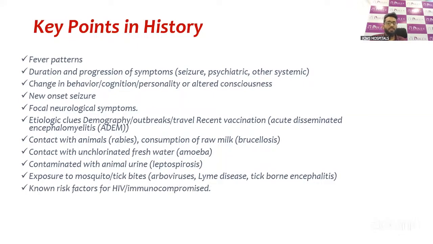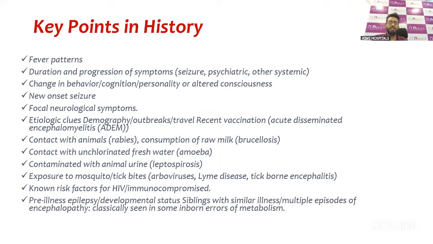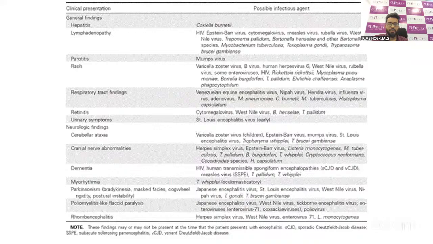More important are risk factors. For example, if the child is a known case of retroviral disease or is on chemotherapy or steroids, start thinking of atypical infections like Cryptococcus, PCP, etc. And pre-illness epilepsy: for example, a child is also a known case of epilepsy or has a baseline developmental delay. You start thinking of a genetic cause or an inborn error of metabolism presenting as an acute encephalopathy. It may not be an infection per se.